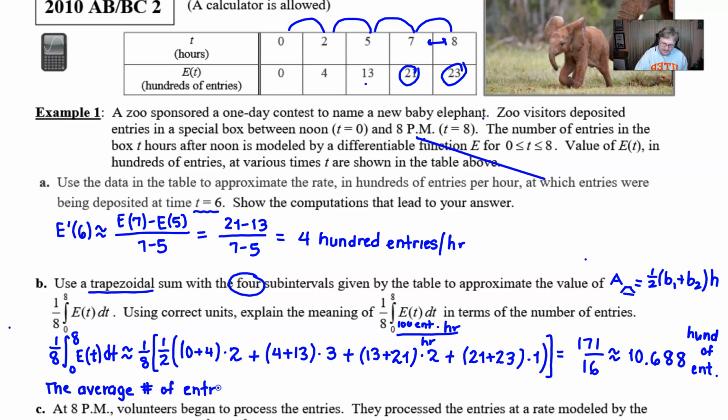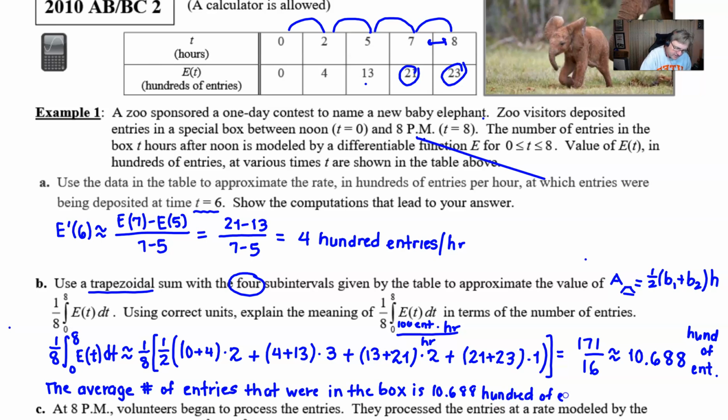Okay, expand on that. The average number of entries, what? Well, the average number of entries that were in the box, because that's where these entries reside. Okay, what is that answer? Well, it's 10.688. We know that. It's 10.688 hundreds of entries.